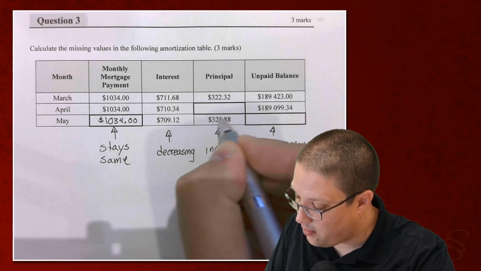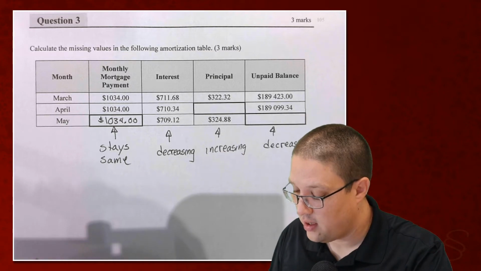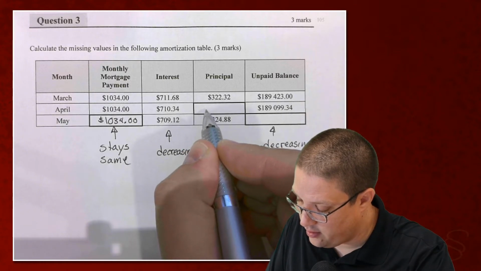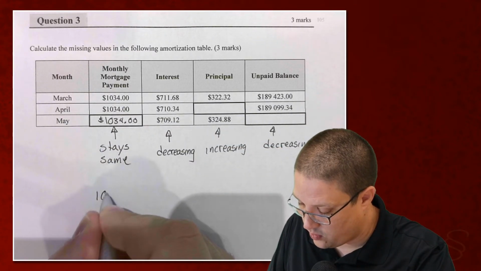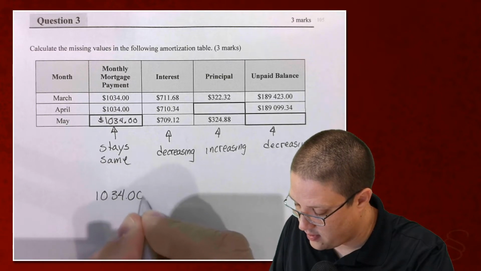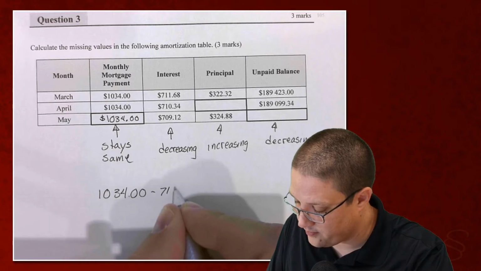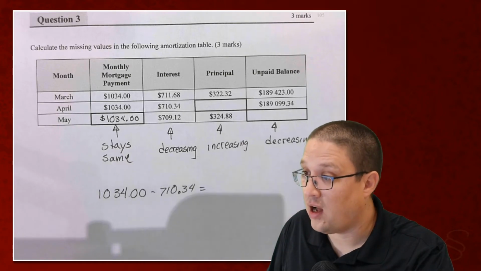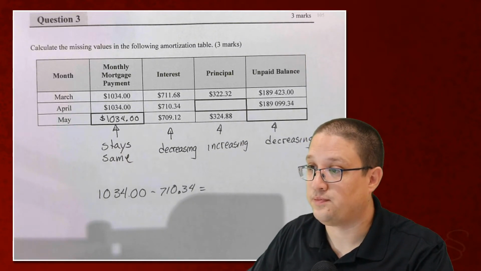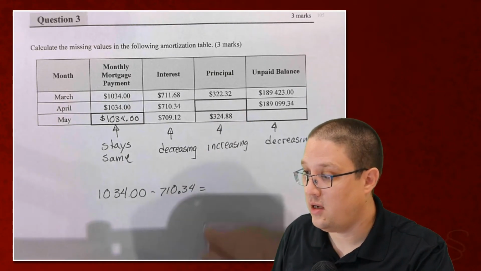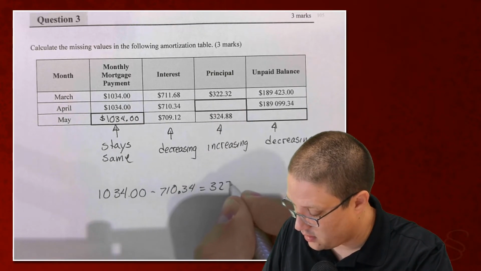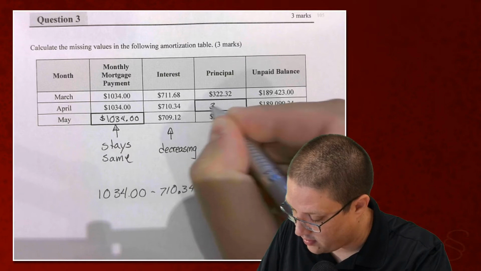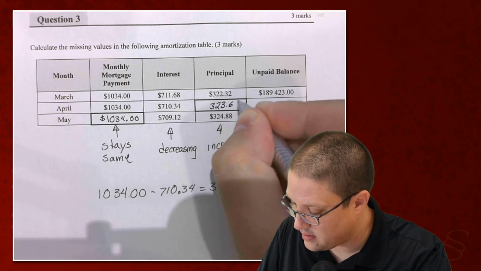So if I want to figure out how much paid off on the principal here, I have two ways I can do that. The way I'm going to start off with is this amount here. I take my monthly payment, $1,034, and I subtract what I paid in interest, $710.34, and I have in my principal payment here $323.66. So this here is going to be $323.66.